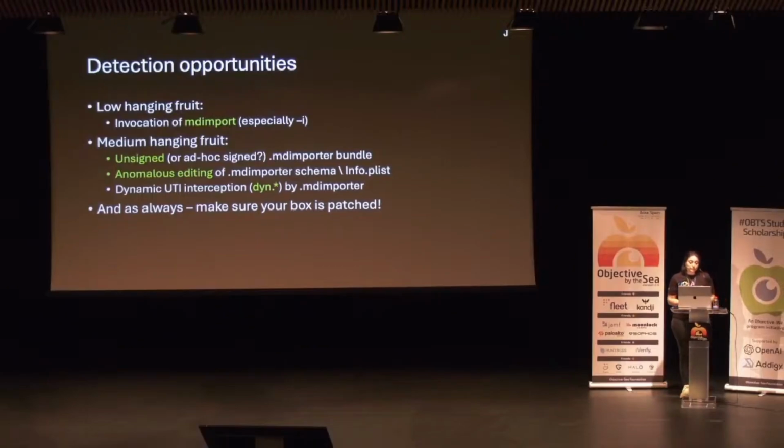And then other things are anomalous editing of the md-importer schema or Info.plist. That was necessary to do the slice and dice approach that I mentioned. You have to change the UTI type to whatever you want. And lastly, the dynamic UTI interception by md-importer. If you parse the schema of md-importers, then seeing something with dyn dot whatever is highly suspicious. Normally, md-importers would not do that. So I think that's something that you should definitely implement as logic.